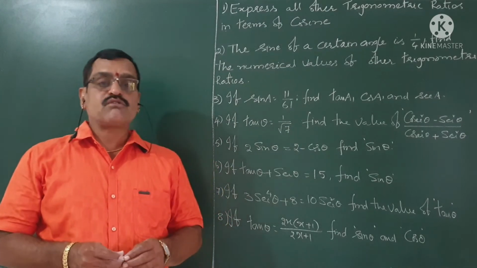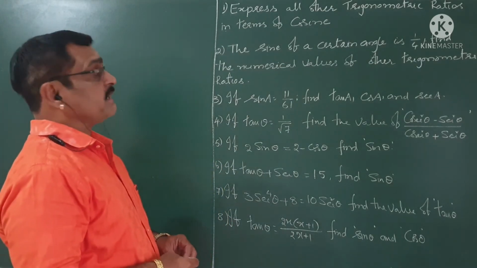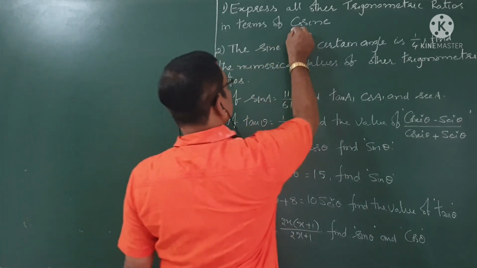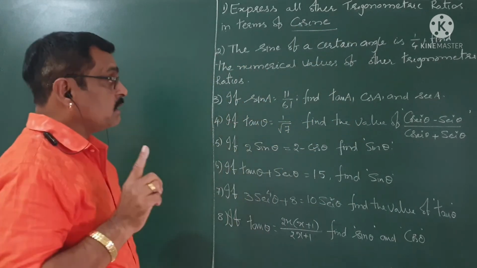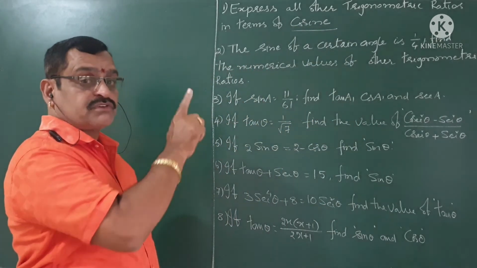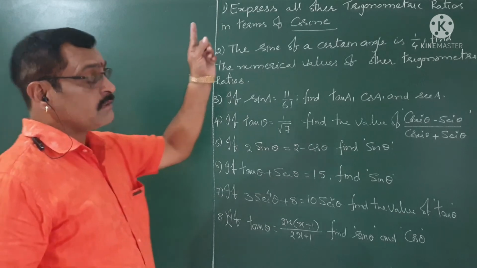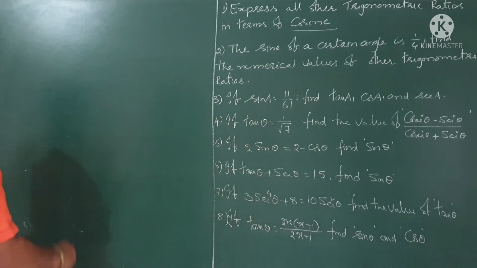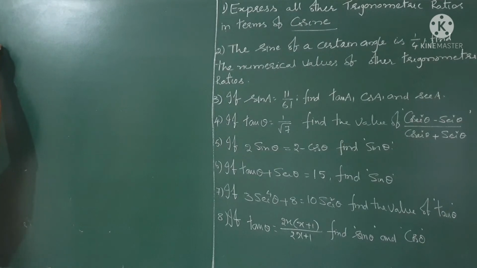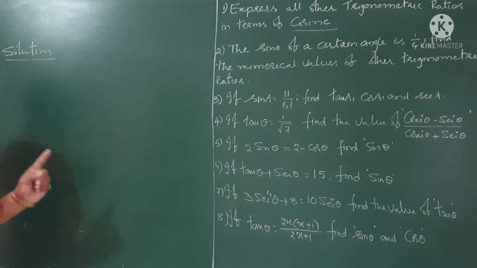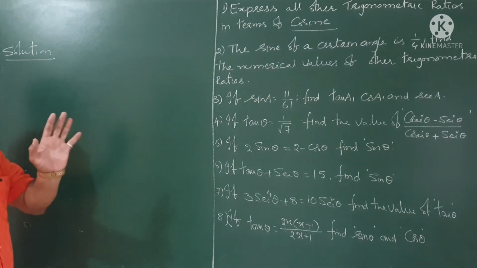Some more numerical questions. The first question is, express all other trigonometric ratios in terms of cosine. In the previous video I had done one question like this. In this one, you have to express all trigonometric ratios in terms of the cosine. Solution. Very simple. You have to express all other 5 in terms of cosine.